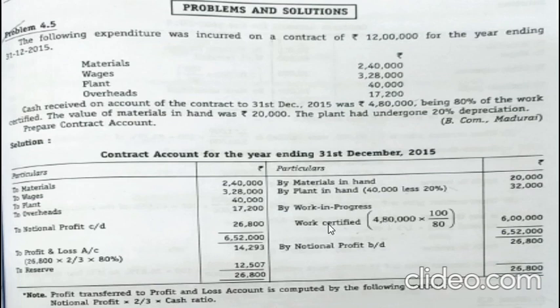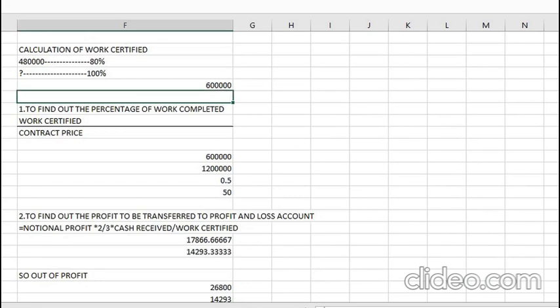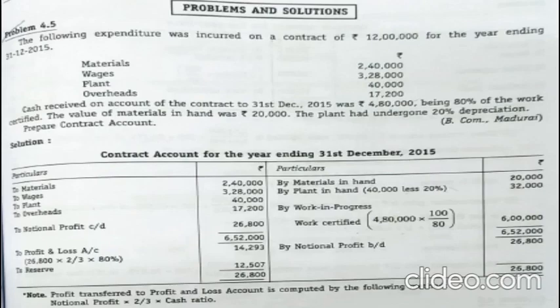As we discussed in the explanation of work in progress, work in progress will appear on the credit side. Under work in progress, the items are work certified and work uncertified, which will appear on the credit side of your contract account. So by work in progress, work certified. How we got this work certified is by using this calculation. As we are recording work certified, we need to look into the question to see whether any information regarding work certified is present. Yes, you have given us cash receipt, which is 4,80,000, and they've stated that your cash received is 80% of the work certified. So we will calculate that.